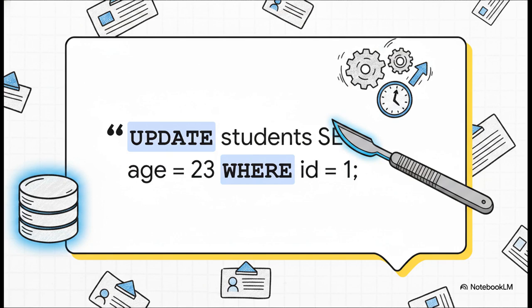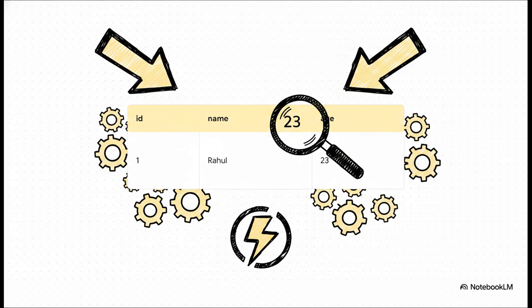Now, this last part is the most important part of the entire command, the where clause. Where ID equals 1 is our targeting system. It's like a surgical scalpel that tells the database, only change the record for the student with that specific ID. And here's the result. Perfect. Rahul's age is now 23, exactly as it should be. No one else was affected. This precision is what makes updates so useful, but it's also what can make it incredibly dangerous.